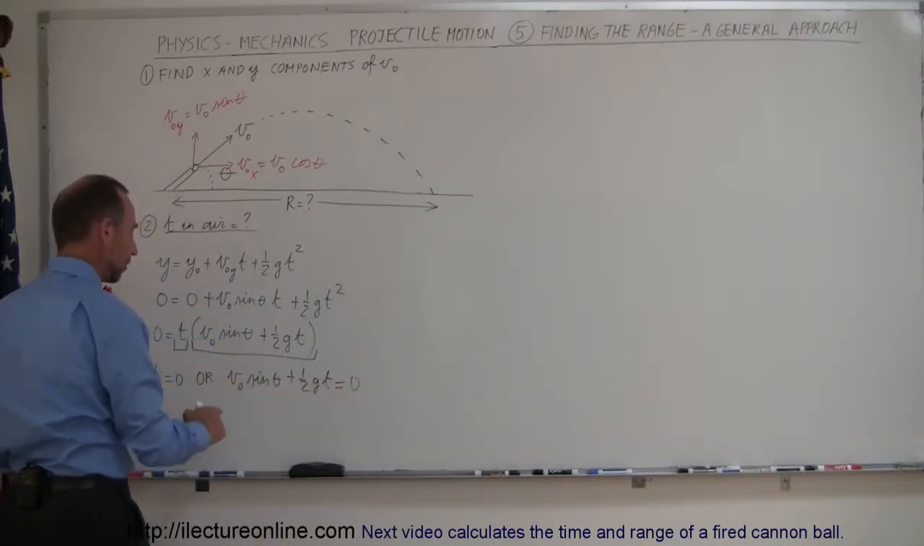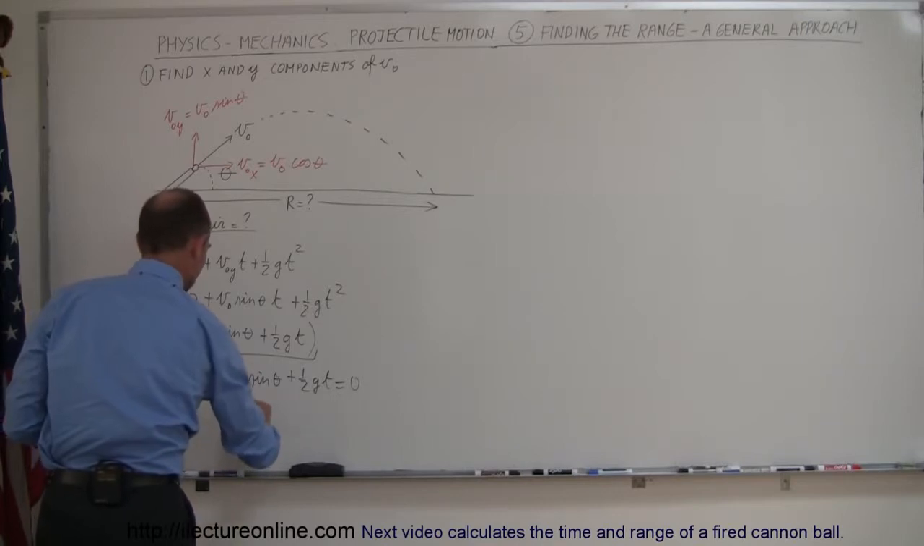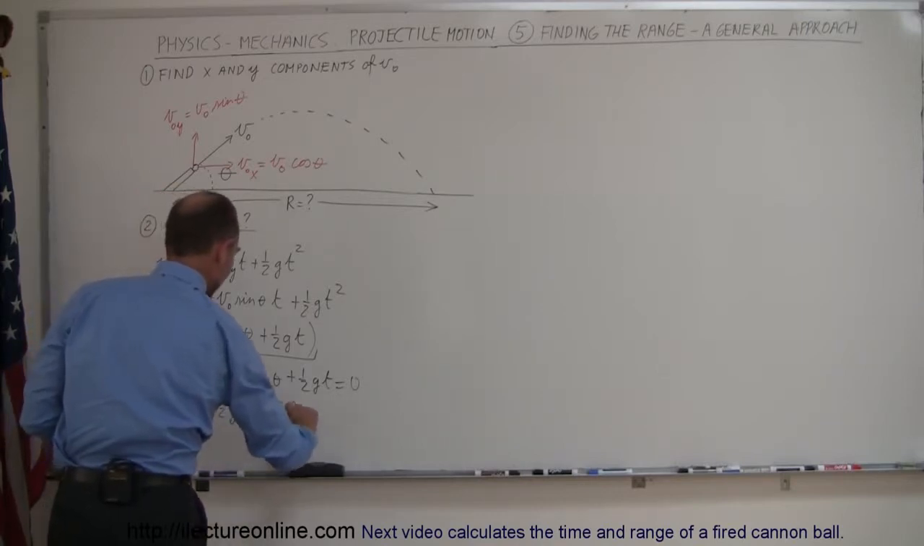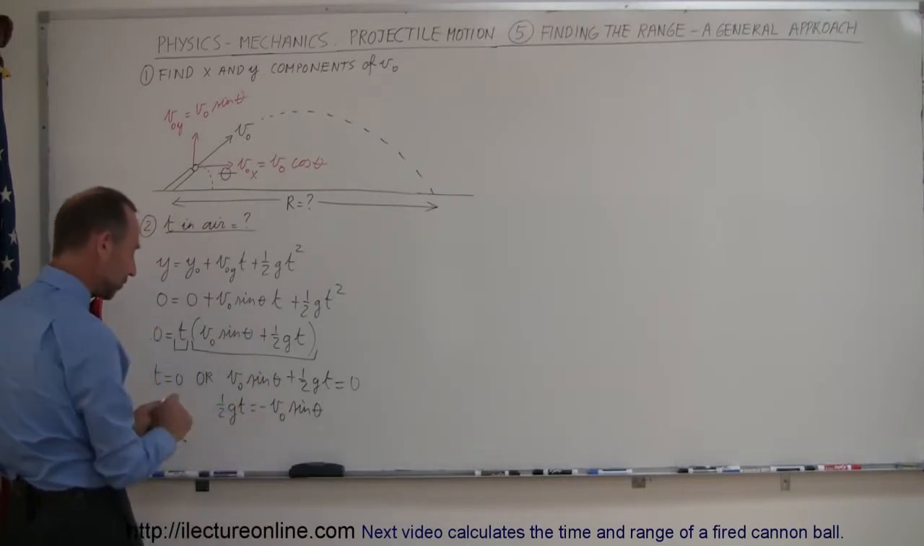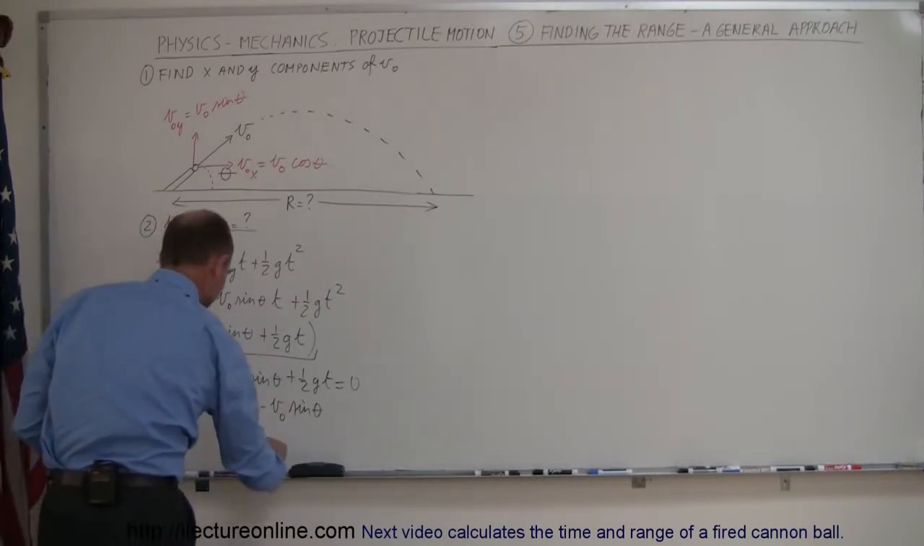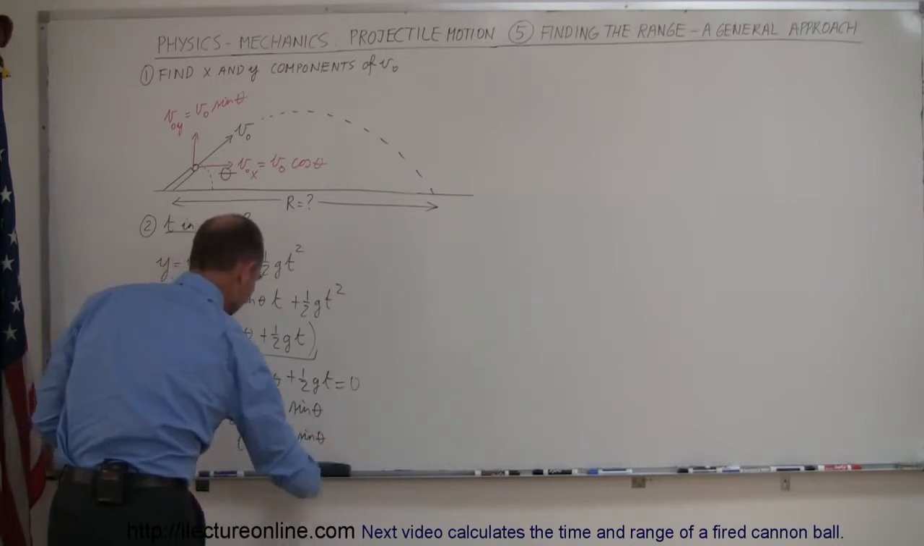Of course, that's equal to 0. We move that across right here. So we have 1/2 g t is equal to minus v initial times the sine of theta. And of course, I multiply both sides by 2, divide both sides by g. I get t is equal to minus 2 v initial sine of theta divided by g.